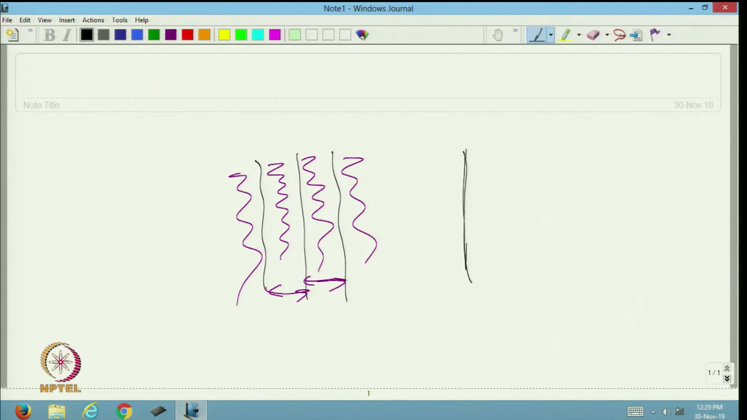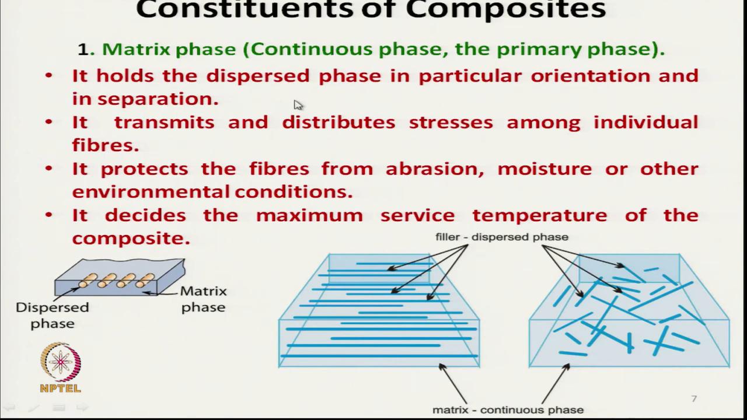If the fibers are closely packed and matrix cannot penetrate, then we will not call it composite. In composite, the matrix has to hold the dispersed phase in separation, then this matrix transmits and distributes stress among the individual fibers, which is the dispersed phase.